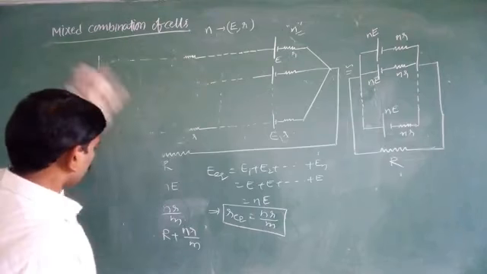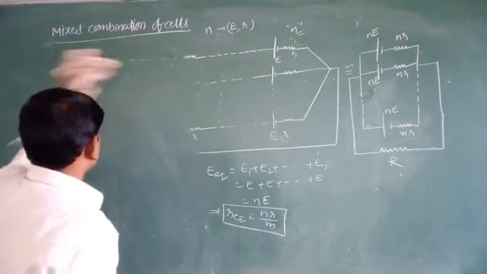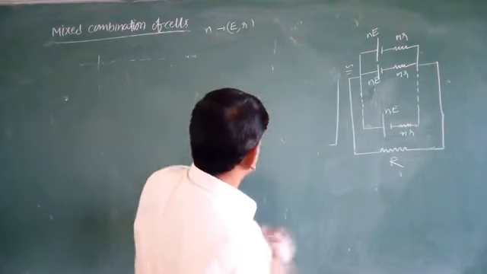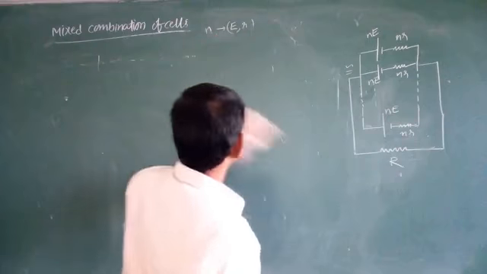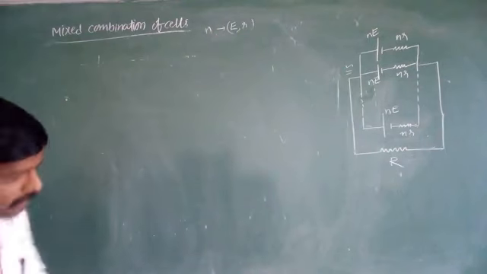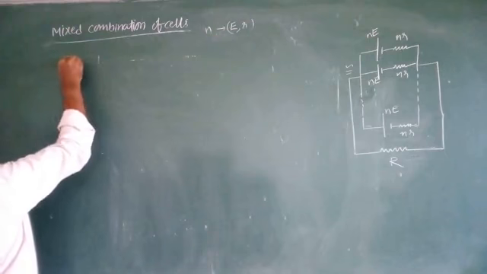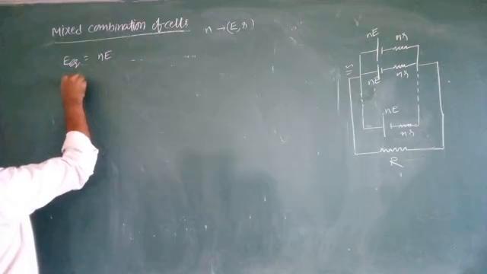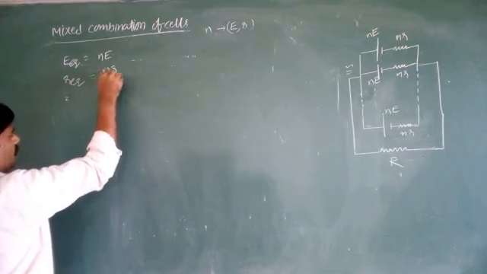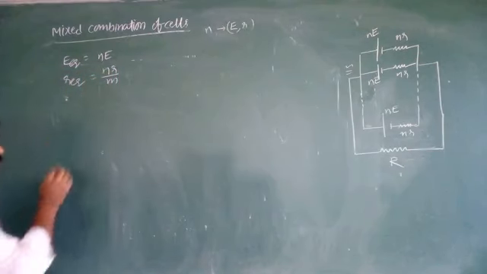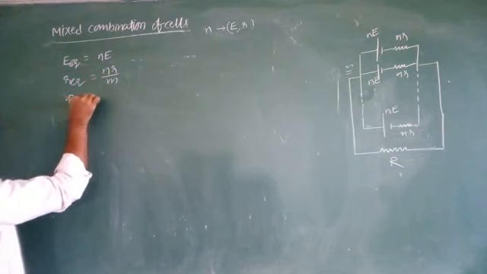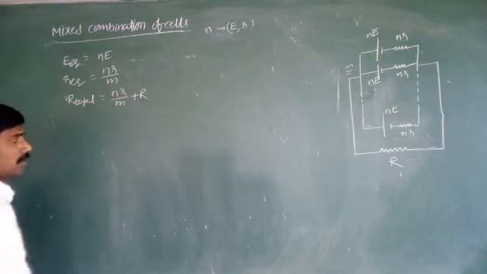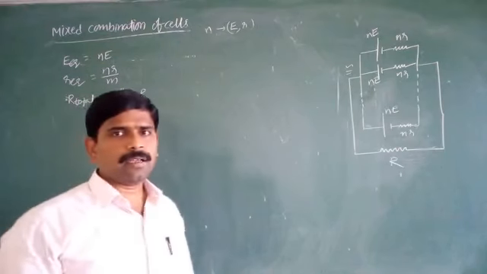Observe. So, what are the factors we get right now? What is the equivalent EMF when cells are connected in the mixed combination? When cells are connected in the mixed combination, E equivalent is nothing but nE. R equivalent is equal to nr by m. R total is equal to nr by m plus capital R.